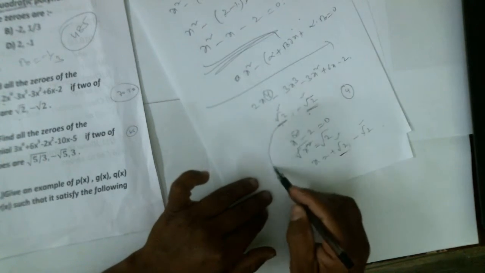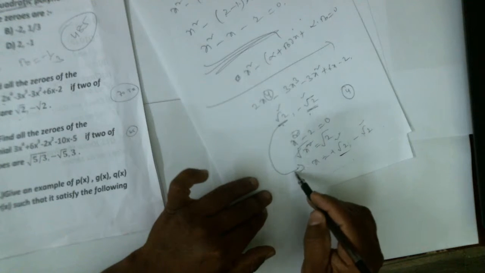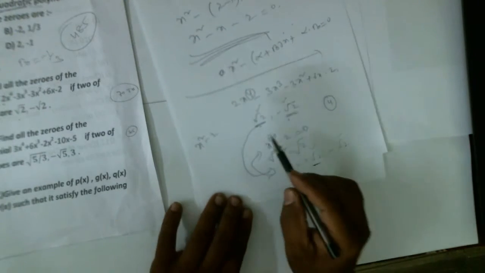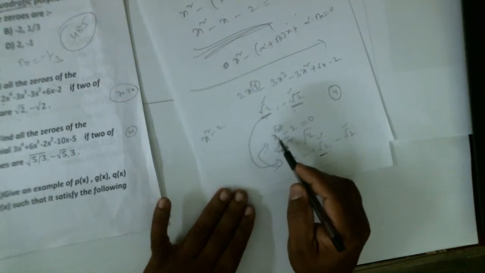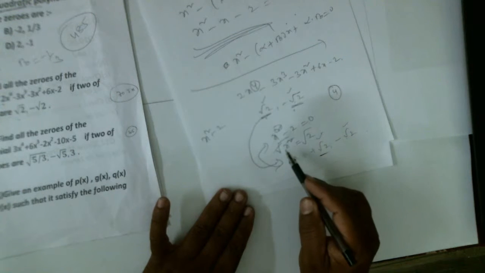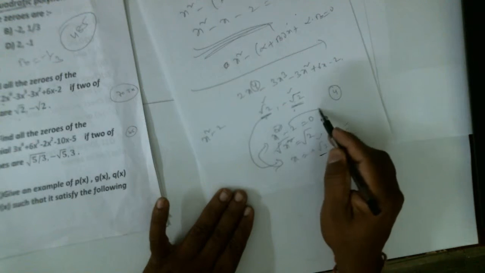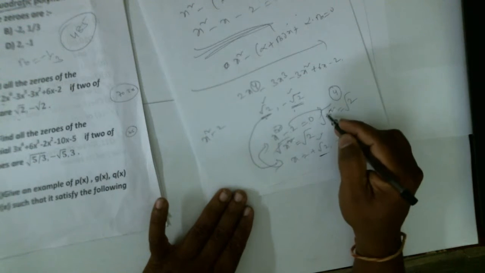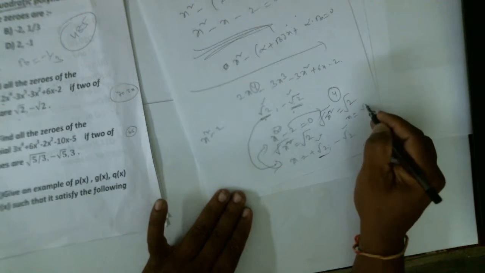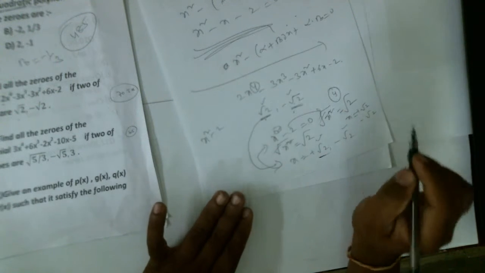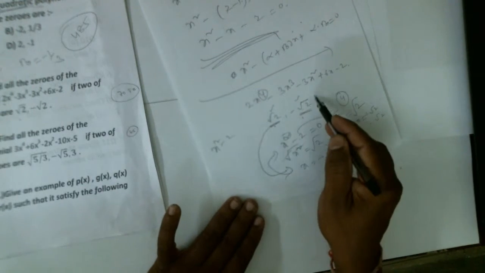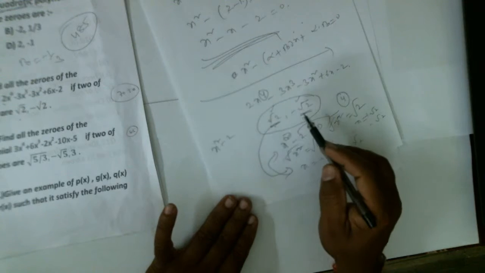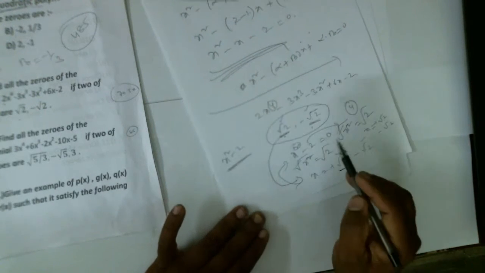In the same way, this can be written as x² − 2, because the zeros are root 2 and minus root 2. Now x² − 2 = 0. Transpose: x² = 2. Apply roots on both sides. The square and root will be cancelled, then x = root 2, minus root 2. One is positive, one is negative. So the zeros root 2 and minus root 2 can be written as x² − 2.